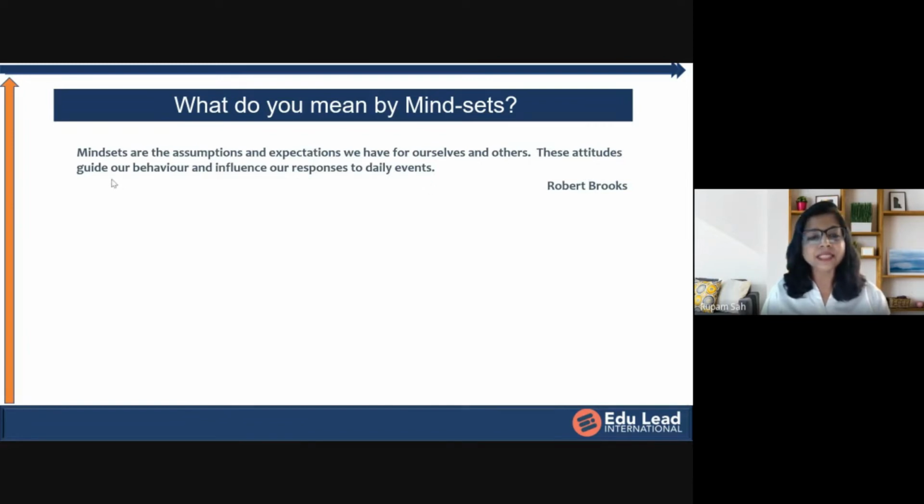These attitudes guide our behavior and influence our responses to daily events. So how do we perceive a particular event, how do we react to a particular thing? All of that is related to mindset, right? Now we can divide this mindset into two types. One is a fixed mindset, another is a growth mindset.